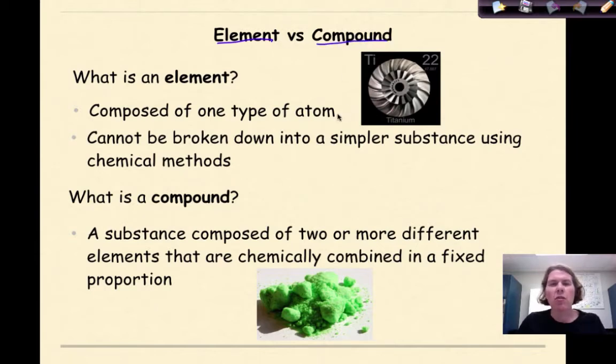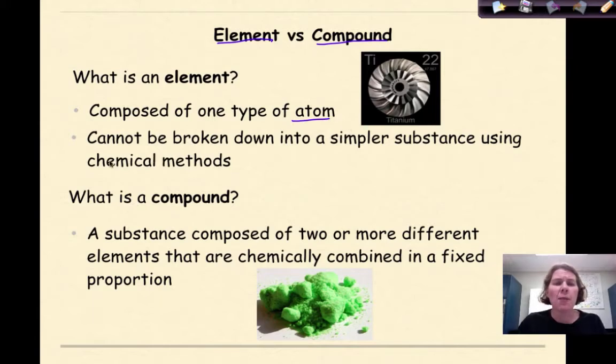And this goes back a little bit to atomic structure, the periodic table, and bonding. So now we're bringing these two concepts into the world of chemical formulas. So what is an element? Well, an element is going to be composed of one type of atom. And the example we have right here is titanium. And again, this is from periodictable.com.